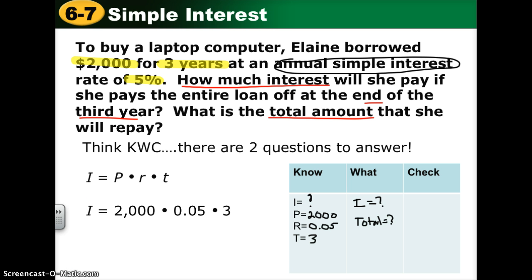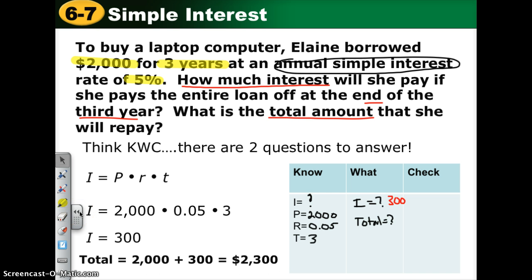So here's our equation when we plug those numbers in. I equals 2,000 times 0.05 times 3. Multiply that all together, you get the interest to be $300. So the answer to part 1 is $300.